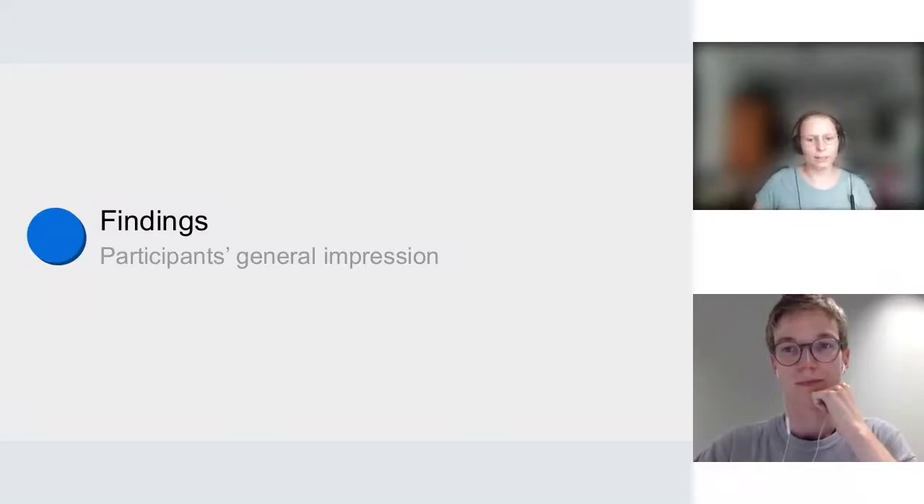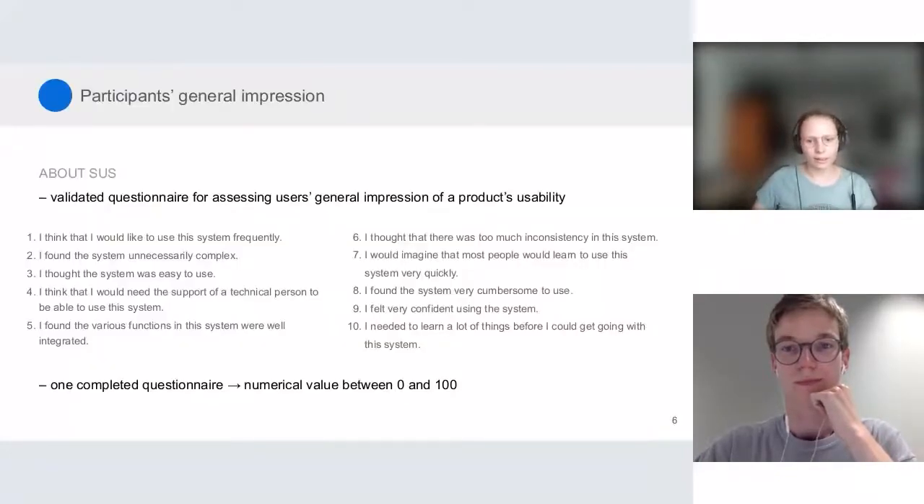Now let's get into the findings. First, let's talk about the general impression of the usability of BigBlueButton. So we used the SUS questionnaire. SUS stands for System Usability Scale. The test consists of 10 questions that get rated by the participants, and with these ratings, you can determine a score between 0 and 100, the so-called SUS score. This is a nice possibility to quantify the respondents' general impression of the usability of the product.